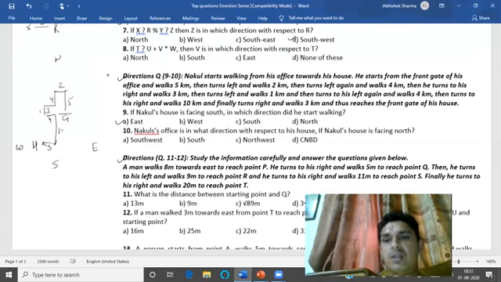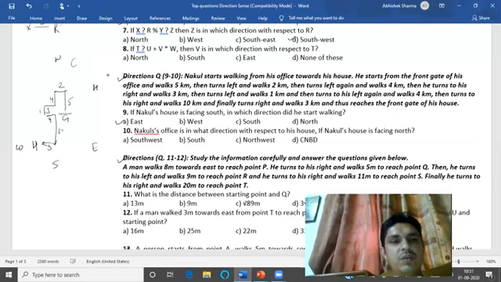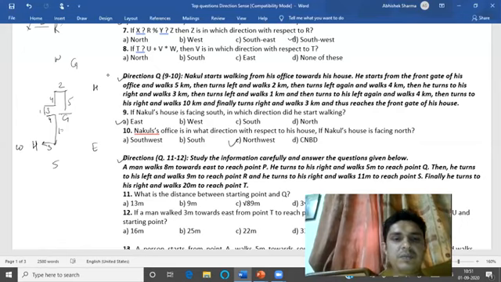If Nakul's house is facing north, so this can be the situation. Nakul's office is in which direction with respect to his house? Northwest. So the answer will be C, northwest. Right?